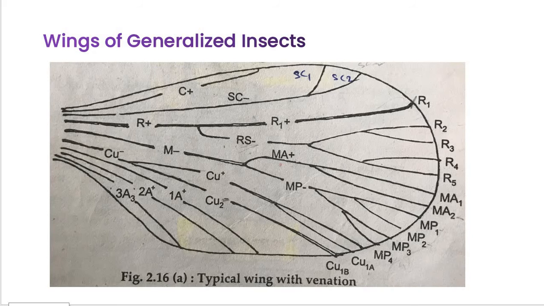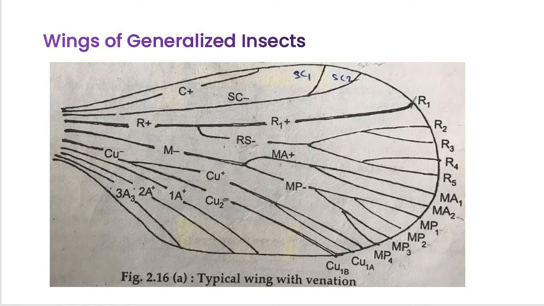Here you can see such wing veins. They are hollow, right? Internally they are hollow structures, and such veins get connected with the hemocoel. Here the hemolymph can circulate around the wing.